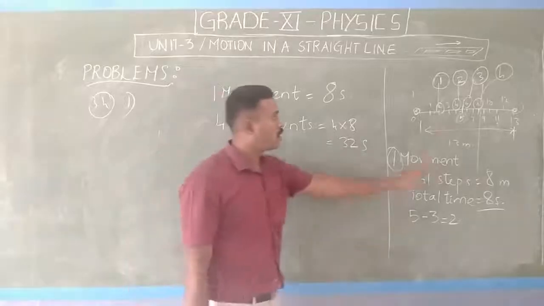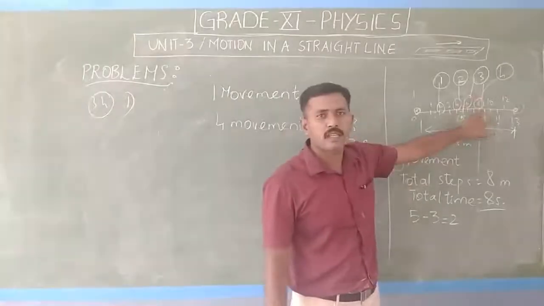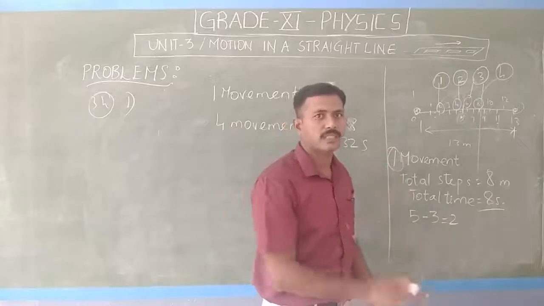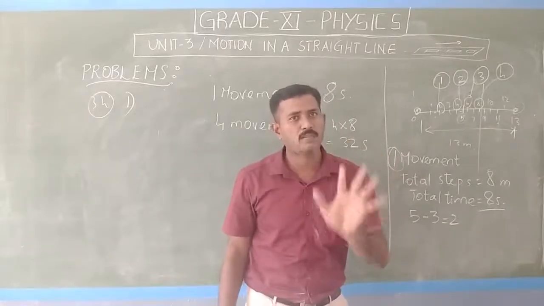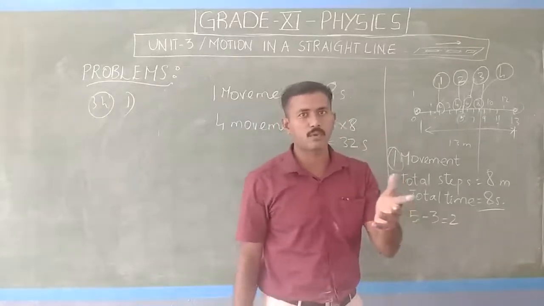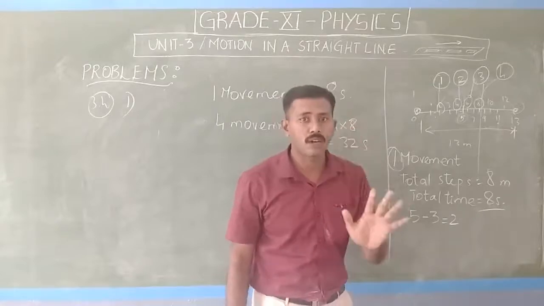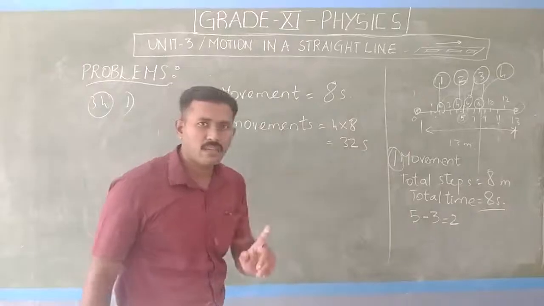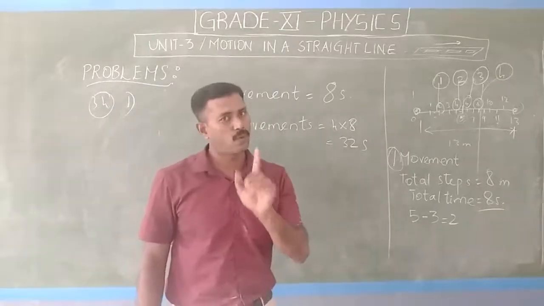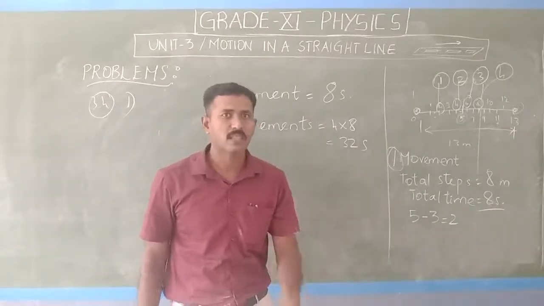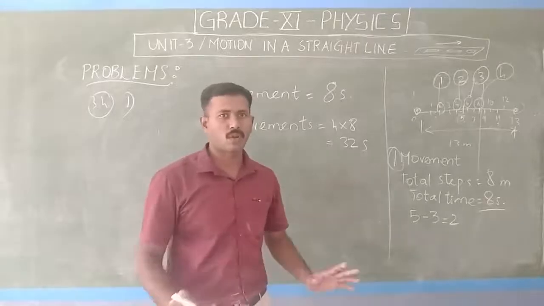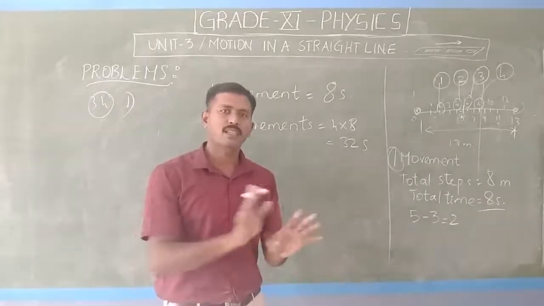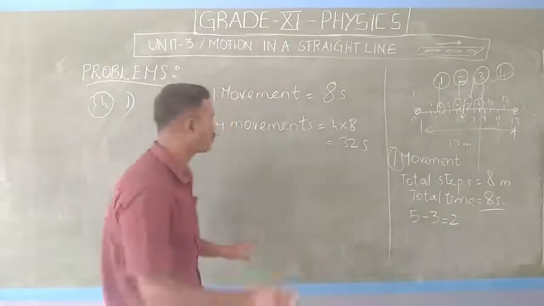Then after 4 movements, I am at the place 8 meters. Then from that place I am going 5 steps forward. In the next movement I am going forward, 5 steps. For each and every step the time taken is 1 second. So for 5 steps, 5 seconds. After 5 seconds I have reached the destination, and that's all about the problem.